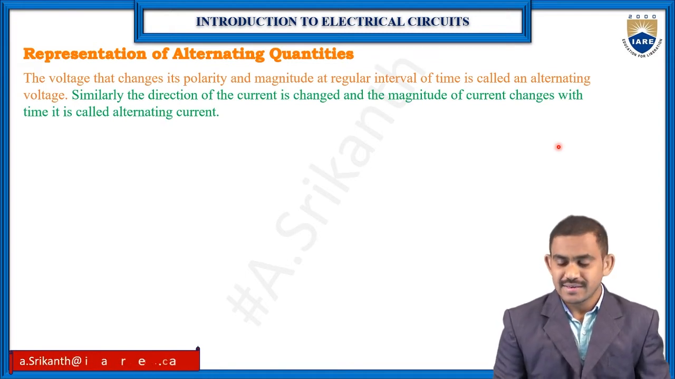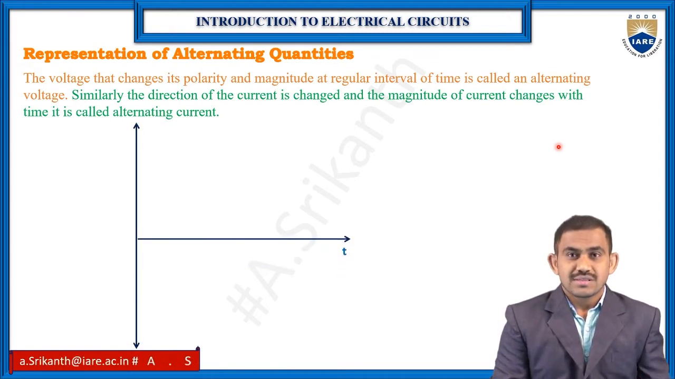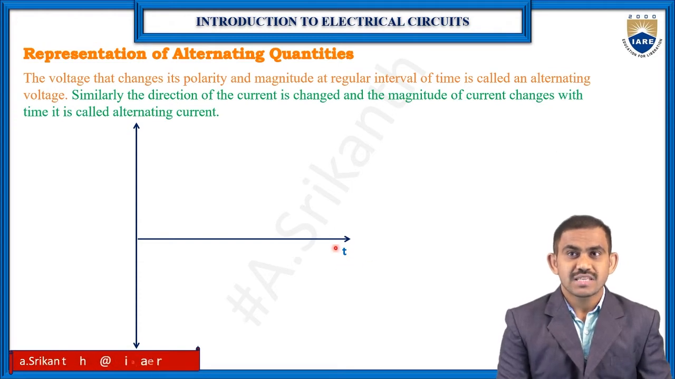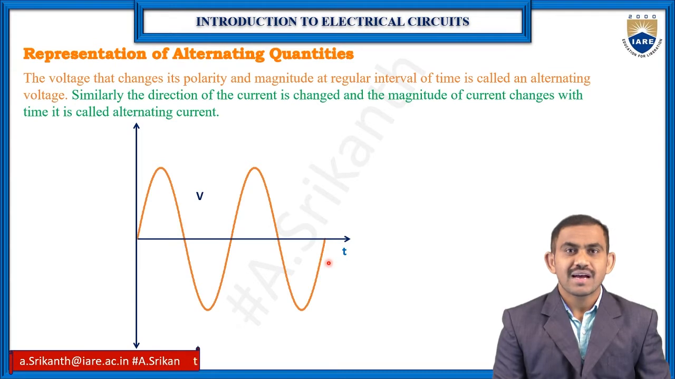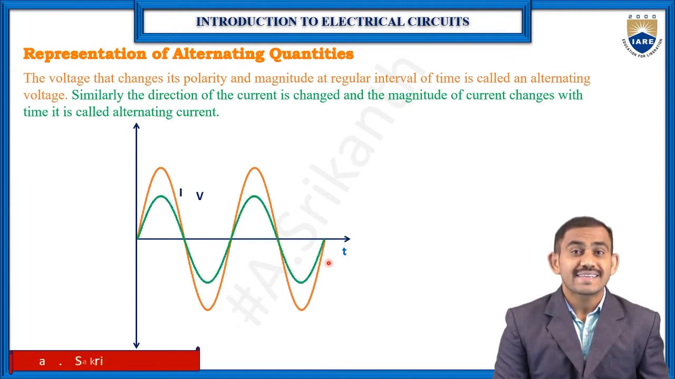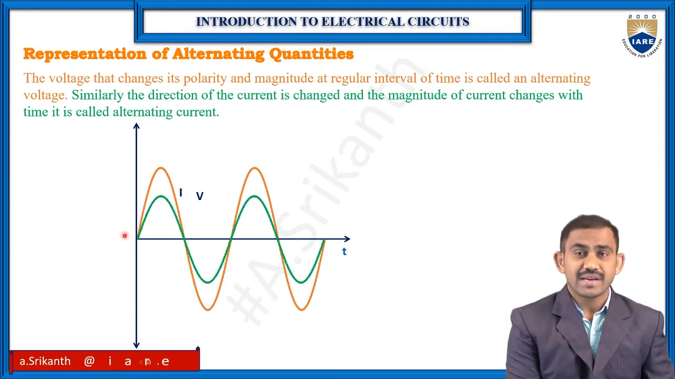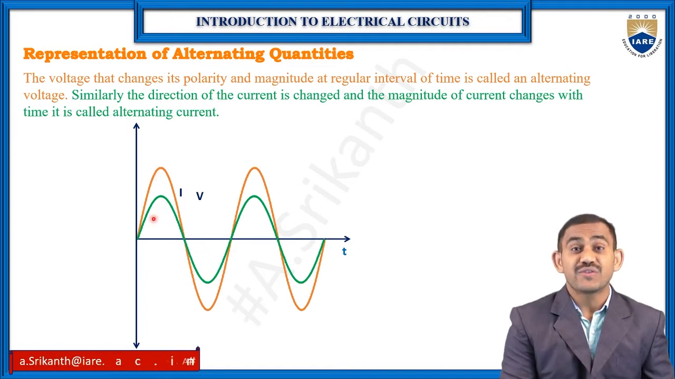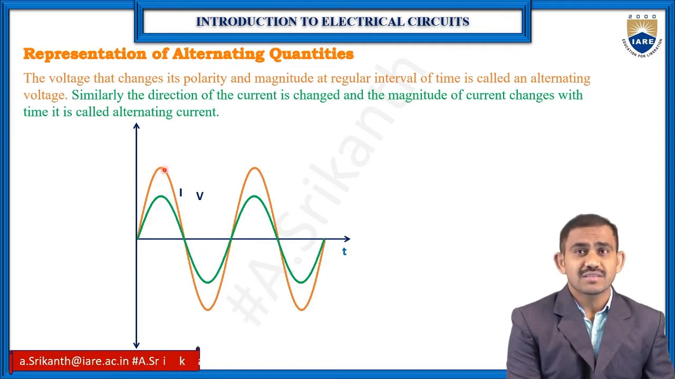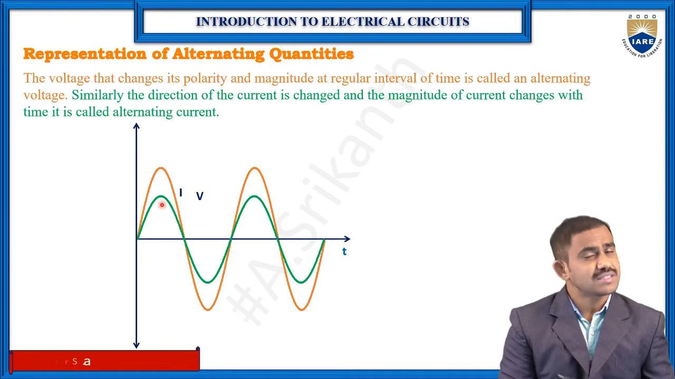Now I have here the x-axis, which is time. Just observe here, my x-axis is time, and there is a voltage waveform and a current waveform. The time period is the same. Voltage as well as current both start and end at the same point, but the magnitude is different. The voltage waveform magnitude is different and the current waveform magnitude is different.